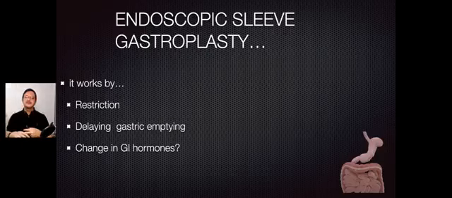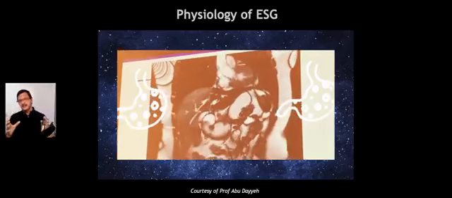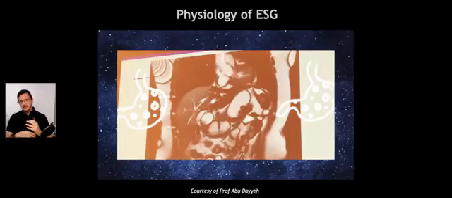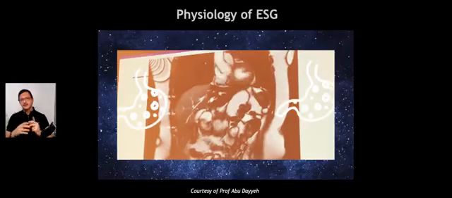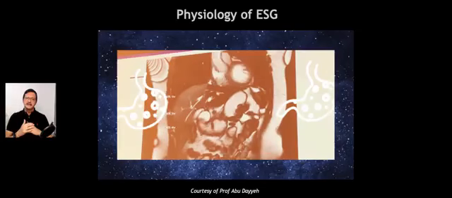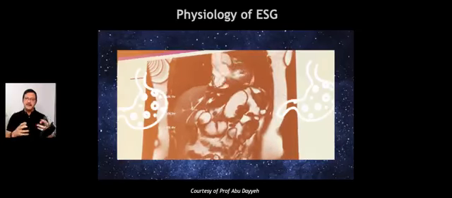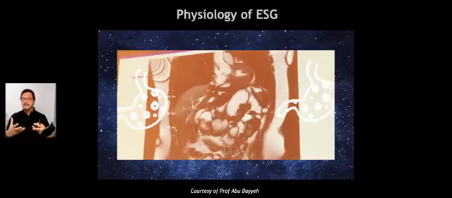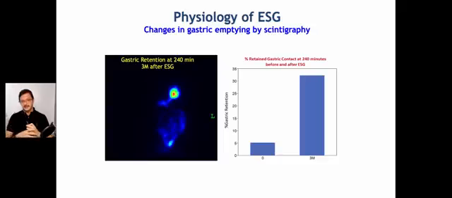So it works by restriction, by delaying the gastric emptying, and we don't know yet if it changes the GI hormones or not. So you can see here, this is coming from Mayo Clinic, courtesy of Professor Brahma Budaye. It's a dynamic MRI. On the top part you see the heart beating, and on the lower part you see the liver and the stomach that was sutured, but keeps the capability to contract and relax.